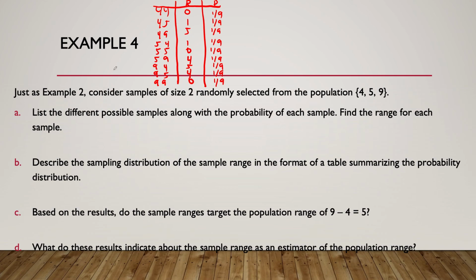And so for A, it's just this table here that I just drew. For B, we want to describe the sampling distribution of the sample range in the format of a table similar to the probability distribution. Well, to put that frankly, this is part A. As you can imagine, the textbook likes to repeat itself. Based on these results, do the sample ranges target the population range of 5? The answer to that is no.